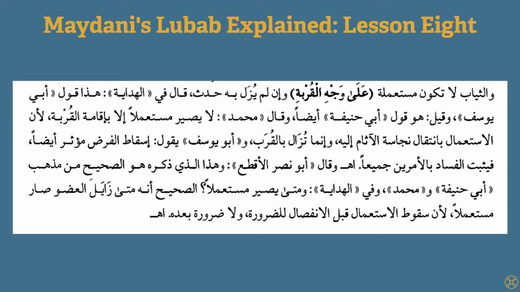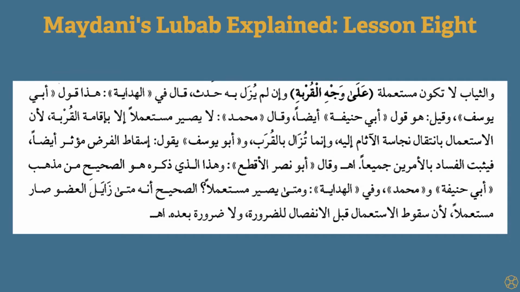لأن سقوط الاستعمال قبل الانفصال للضرورة ولا ضرورة بعده. Because that hukum of being musta'mal is dropped. We're saying, look, it can't be musta'mal as long as it's on the limb, because you have the necessity of wiping over. Let's say you get a handful of water, you wipe your hand, and you've got to wash the rest of your arm. And how can you do that? By rubbing, right? Especially if it's a really small amount of water. So there's a necessity, a need to keep that same hukum of tahara there. But once it's left the limb, right? Once it's left the limb by falling off, that hukum isn't there.